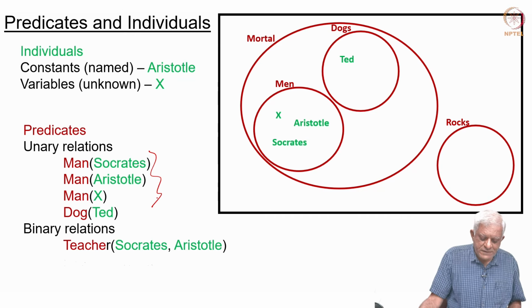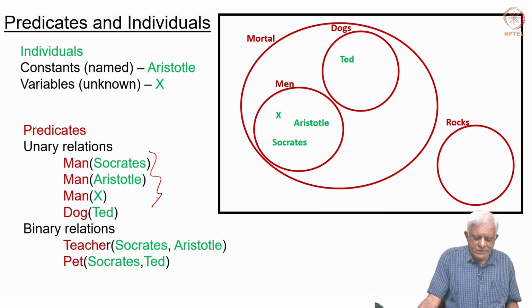We can have binary relations. We can say, for example, that Socrates was the teacher of Aristotle. We can say that Socrates had a pet called Ted. So, that is only saying that there is a binary relation between Socrates and Ted. It is not saying anything about the fact that Socrates is a man or that Ted is a dog. It is only saying that there is some relation. So, if we just list out all the entities who have pets, then we would have them as some sort of a table: entity 1 pet 1, entity 2 pet 2, entity 3 pet 2, and this row would form a row in that table.